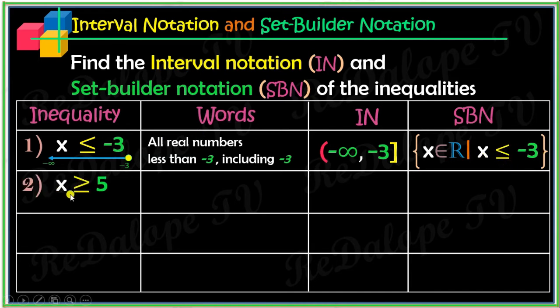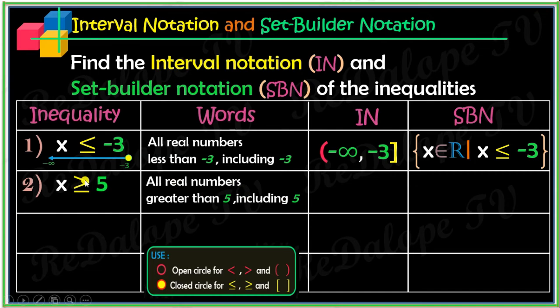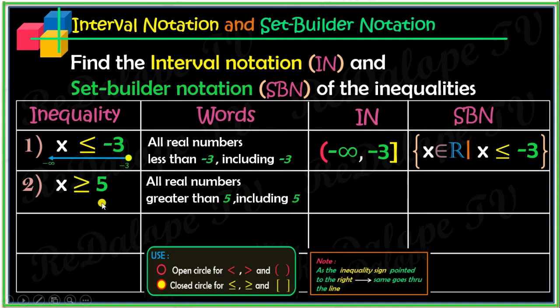For number 2, we have x is greater than or equal to 5. So the solution to this inequality is all real numbers greater than or equal to 5, including 5. Now, since this is greater than or equal, again, we will make use of the closed circle, wherein the direction should be pointed to the right, since the inequality sign is also pointed to the right. So we have this graph. This is the closed circle, and we have this positive infinity.